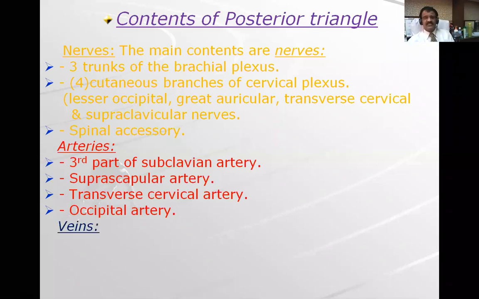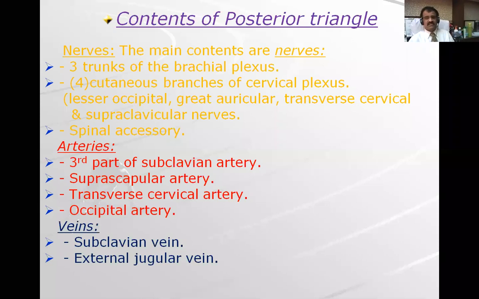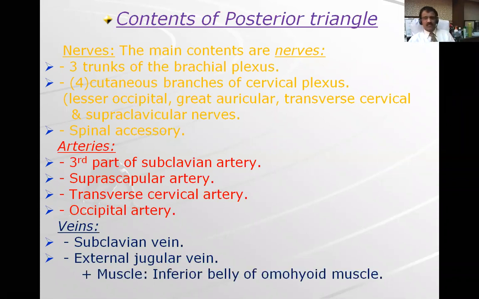Now let us see which veins are present in the posterior triangle. One is the subclavian vein. It is accompanying the subclavian artery. And the external jugular vein comes into the posterior triangle of the neck from the anterior triangle. Now, as for muscle, the inferior belly of omohyoid is actually present in the posterior triangle because it is going to divide that triangle into two subdivisions.